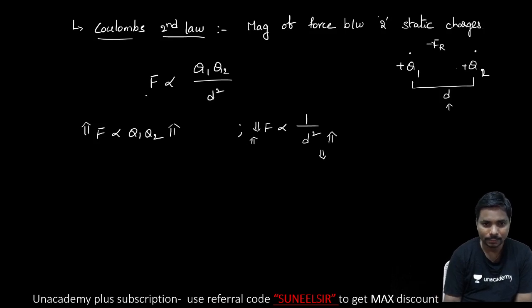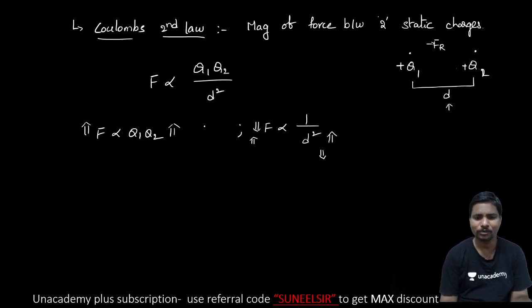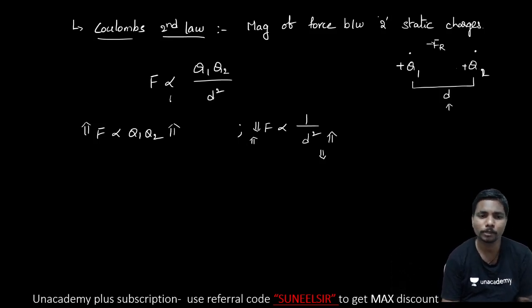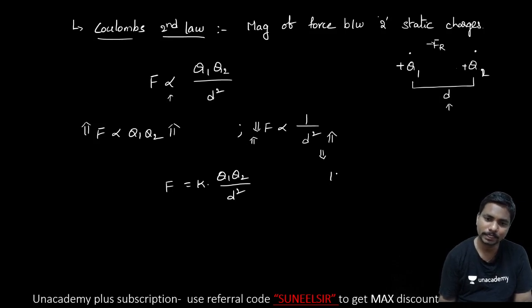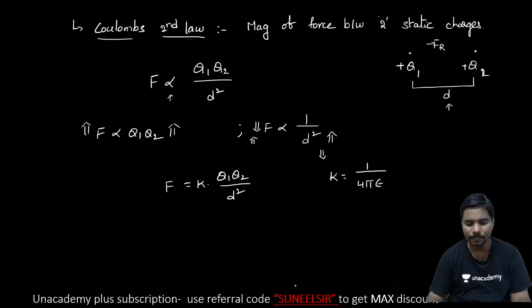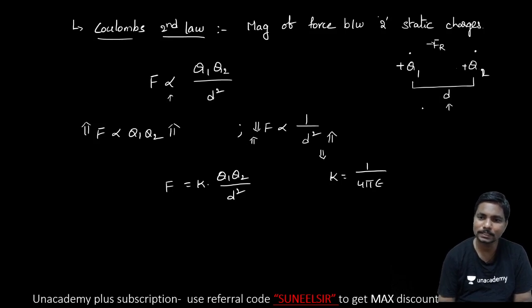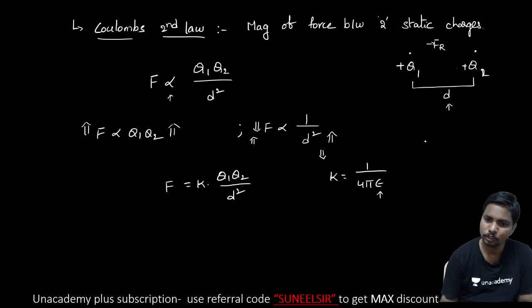Here, force is proportional to q1 q2 by d square. We know the very basic thing: to remove the proportionality sign, we have to replace it with a constant. So I am replacing it with a constant k, so force equals k into q1 q2 by d square. What is this k? K is a constant, and that constant is nothing but 1 by 4 pi epsilon. That means the force also depends upon this epsilon, the permittivity.